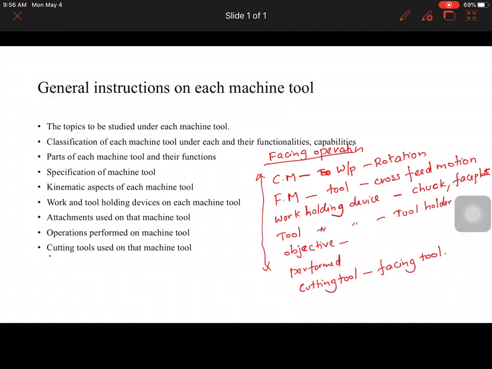And then we will talk about, lastly, the cutting tools which are used on the machine tool. So there are different varieties of cutting tools that are available based on the operation. If you are talking about the lathe machine itself, we have the parting off tool, chamfering tool, thread cutting tool, turning tool, like that. So keep these points in mind while you are understanding anything related to a machine tool. Thank you.